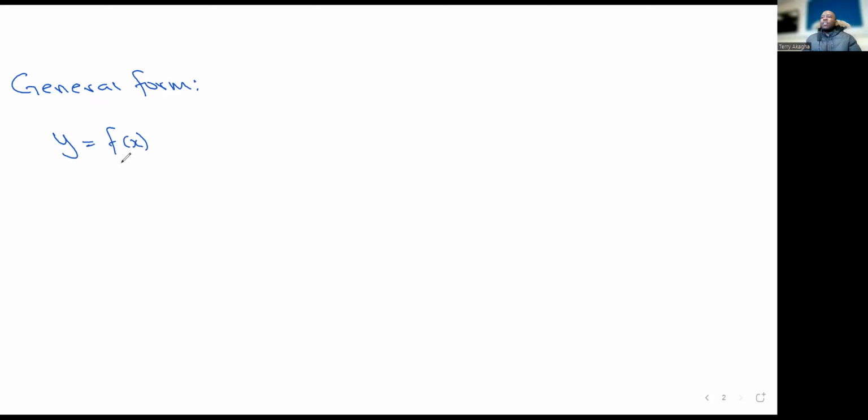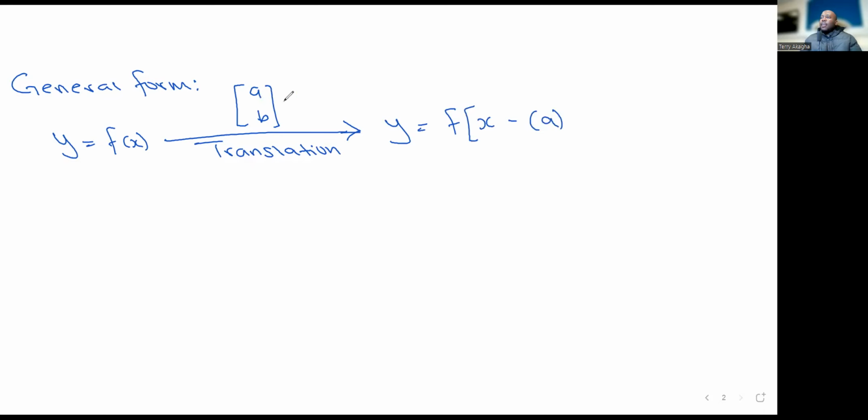So the f of x, this is a general form. It could be a cubic function, it could be a quadratic function, it could be a linear function, regardless, okay? Now, this function is going to undergo a translation, A and B. A is the changes in the x, B is the changes in the y. After it undergoes this translation, it's going to make a new function, which is going to be y is equal to f. Now, please look carefully here. It's going to be f of x minus this A in bracket. Are you seeing it? Plus this B in bracket.